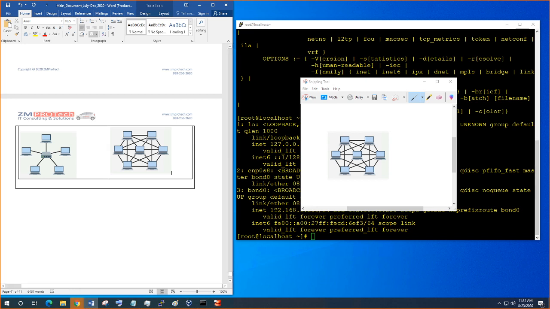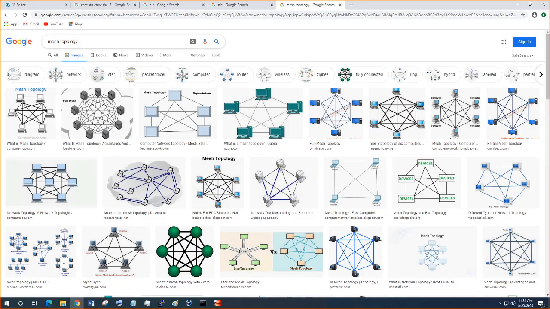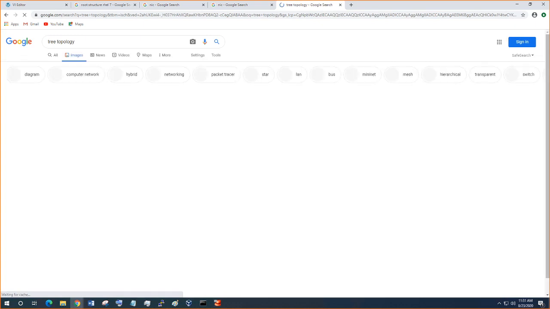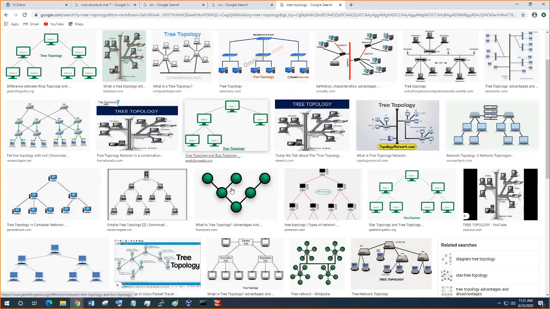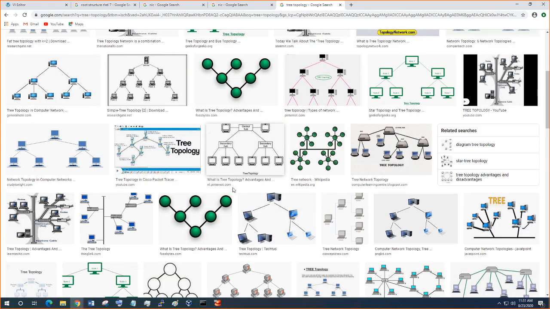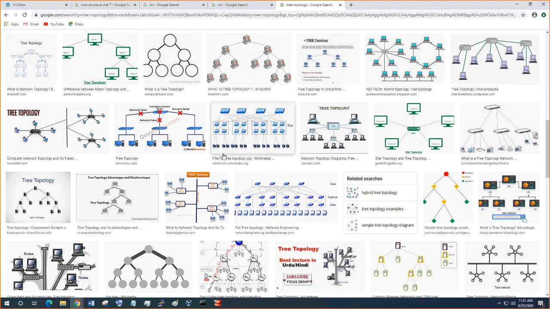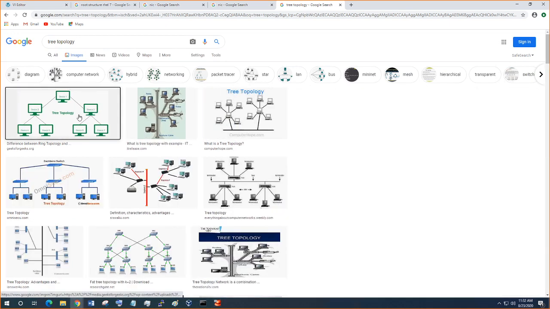Okay, and the last one is a tree. Tree topology, and this is being used everywhere now. So let me see a good picture here. Tree topology.